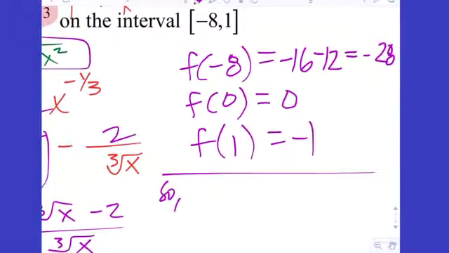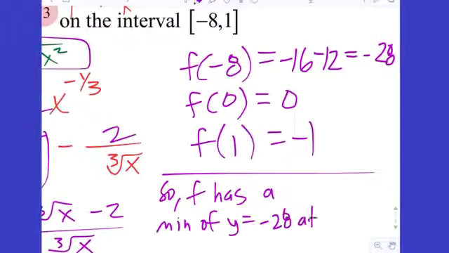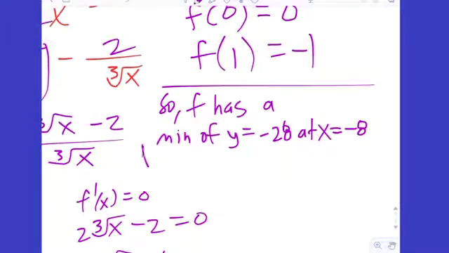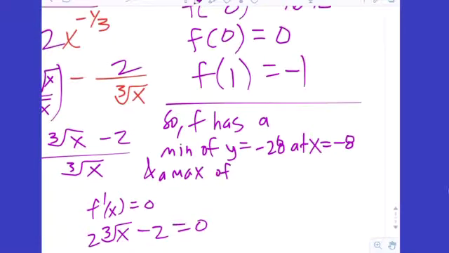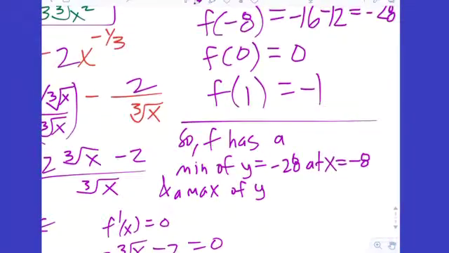So is a good transition word. f has a minimum of y equals what? Negative 28 at x equals negative 8. And a max of what? 0, right? Whoever thought 0 would be the maximum. And a max of y equals 0 at x equals 0.